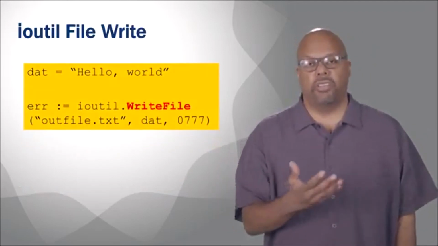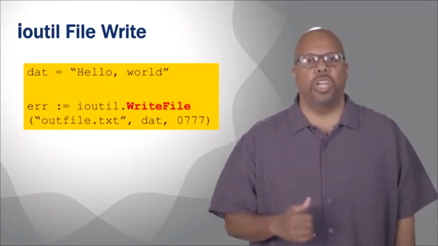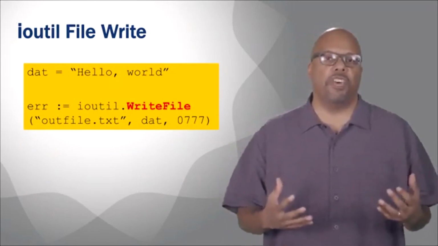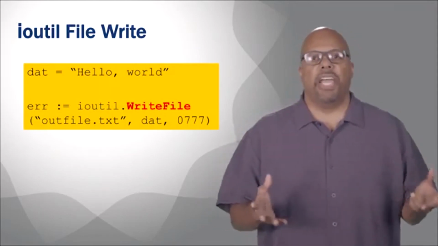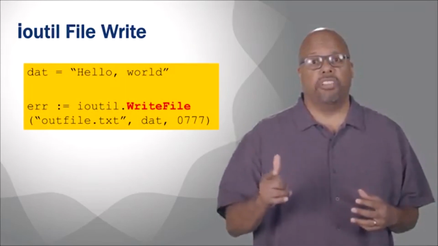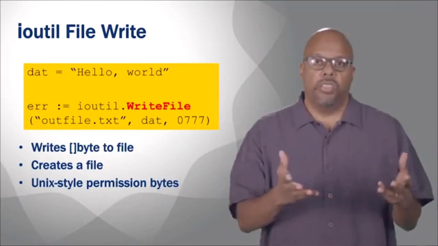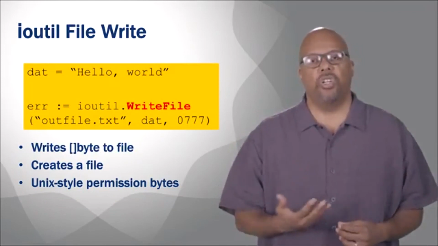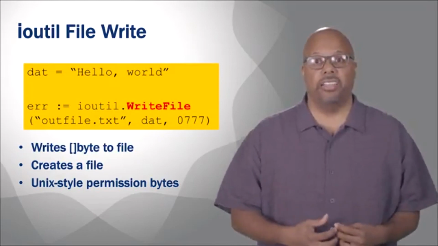Now, IOUtil also has a write file function, which is complementary to read file. If you look at write file, it takes three arguments. The first argument is the name of the file you're going to write to. The second argument is the byte array, or a string. And then the third argument is the permission. So remember, write file is actually creating a new file. When I call write file here, I'm going to create a new file called outfile.txt, and it's going to write the data hello world into that file.